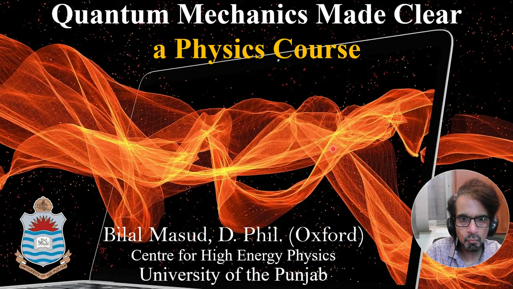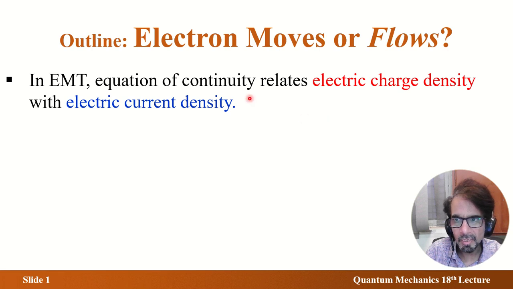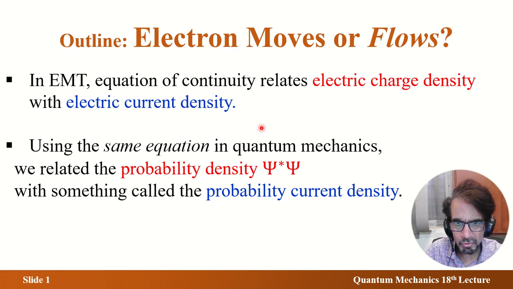In physics, before quantum mechanics, electricity and magnetism is taught, and in that there is an equation called the equation of continuity that relates electric charge density to the electric current density. And the same equation is used in quantum mechanics to relate, not charge density, but probability density this time, to something that is to be introduced in this lecture, and that will be given the name probability current density. So that's the whole plan.